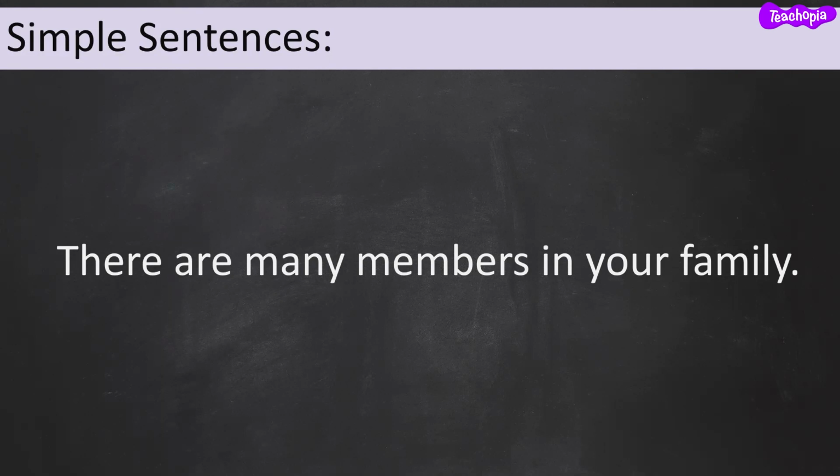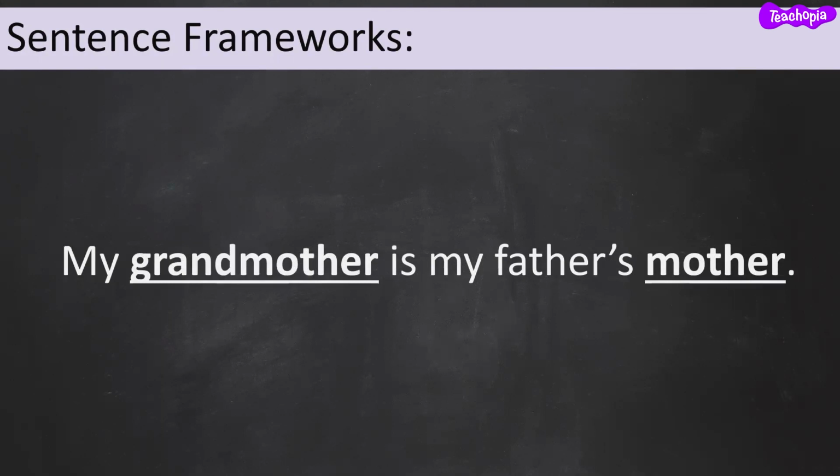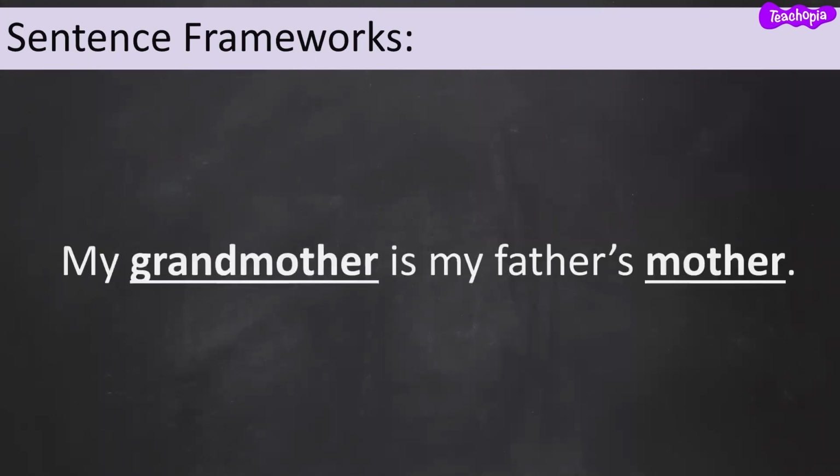Now, what about using sentence frameworks? So sentence frameworks is also something that we can use in order for us to create more sentences. So just like question frameworks, sentence frameworks also will have keywords. For example, in this sentence, my grandmother is my father's mother. The keywords here are grandmother and mother. So if we replace these keywords with words from the same category, that is similar words, we can form a new sentence. So here I will replace grandmother and mother with grandfather and father. So the sentence will be, my grandfather is my father's father.